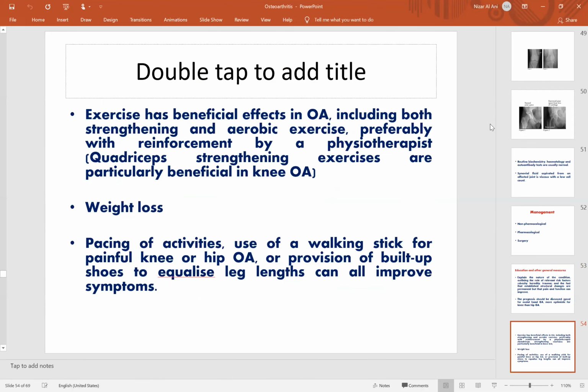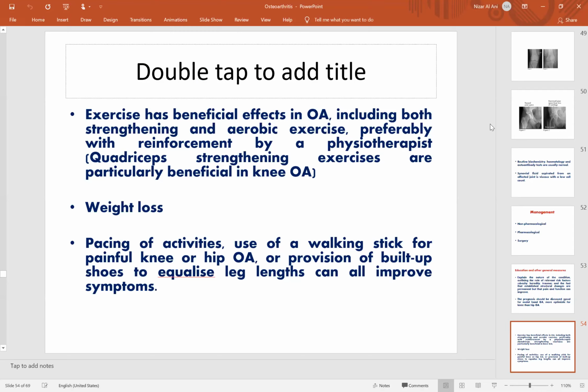Exercise also has a beneficial effect in OA, definitely, and it's the only approved mode of treatment of osteoarthritis which can make the prognosis better. It includes both strengthening and aerobic exercise. Quadriceps strengthening exercises are particularly beneficial in knee osteoarthritis.